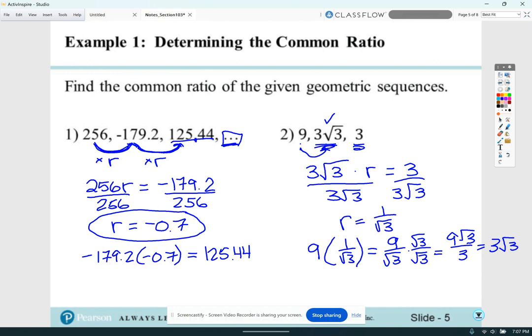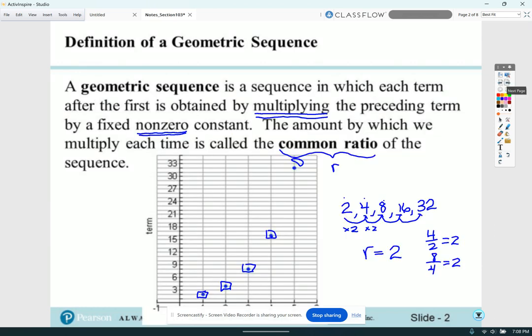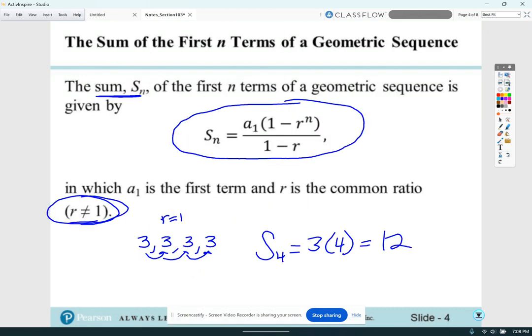Okay, so it doesn't matter which terms you use, but that's how you find the common ratio when it's not obvious, like the one I did earlier. This one right here, I could get that common ratio without doing any work because I know I'm multiplying by 2 each time there.